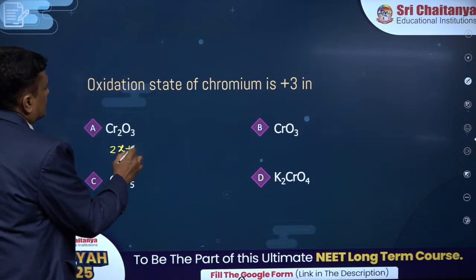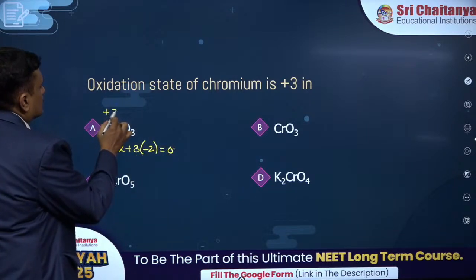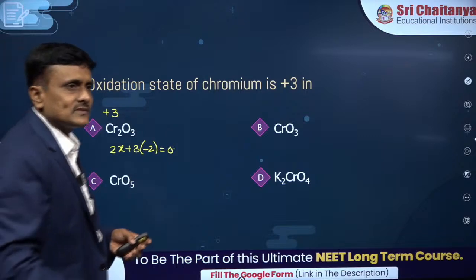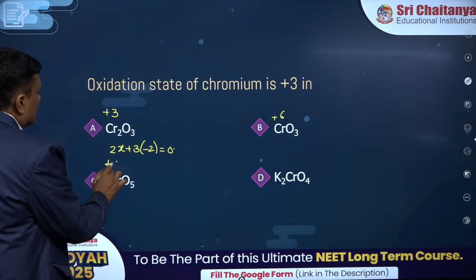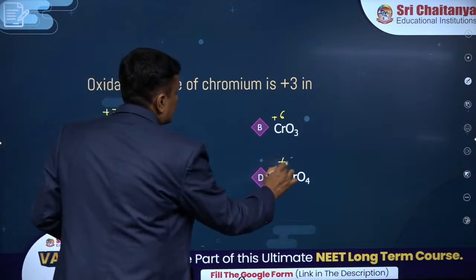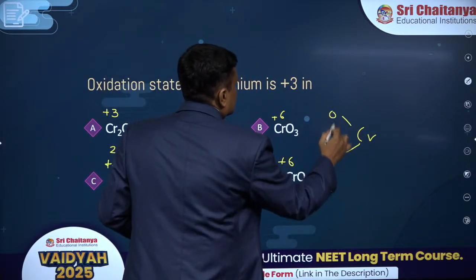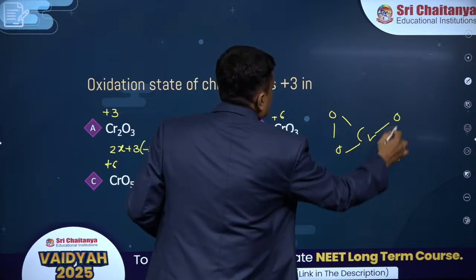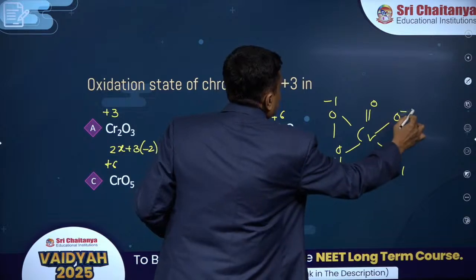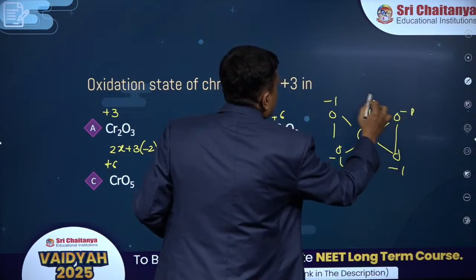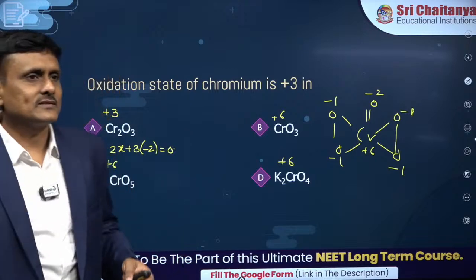2x plus 3 into -2 equals 0. So, x is equal to +3. What is the oxidation state here? +6. Over here, +6. Here also, +6. Chromium pentoxide structure, you know, isn't it? Butterfly, in which there are 2 peroxy bonds. Hence, the oxidation state is +6 but not +10. It's a blue colored liquid, isn't it? I think you know this.